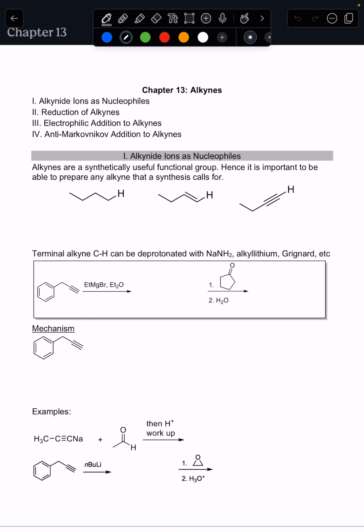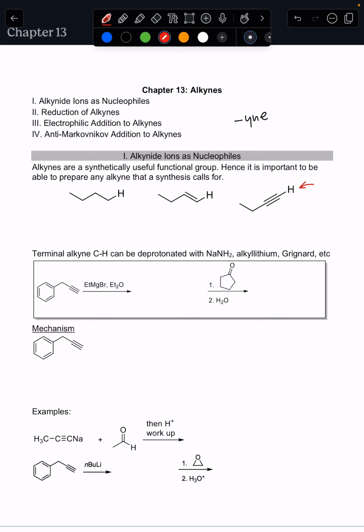Okay. The first thing we're going to learn about alkynes is a little bit unique to alkynes. By the way, we're not going to do nomenclature for this functional group, but I just want you to know that the ending is going to be "-yne" for alkynes. The first thing that's unique about alkynes is the terminal alkyne proton is kind of acidic.